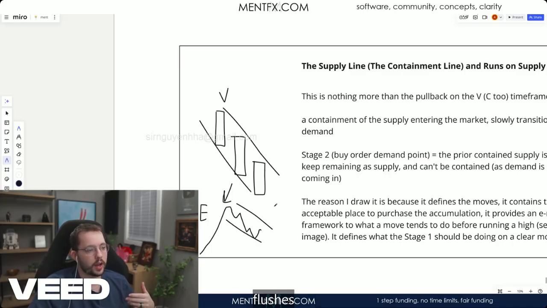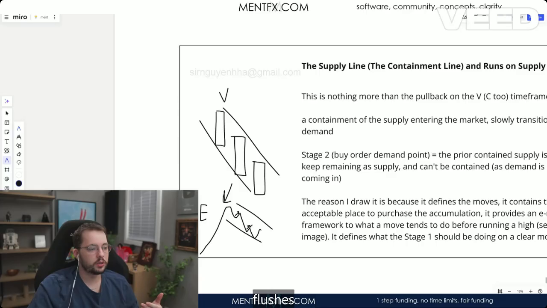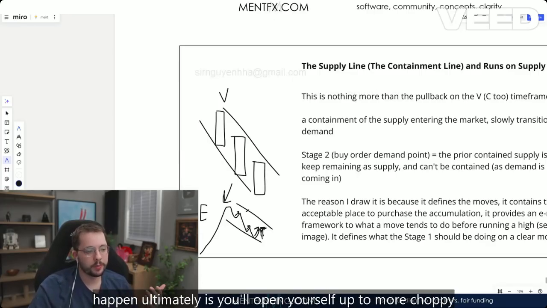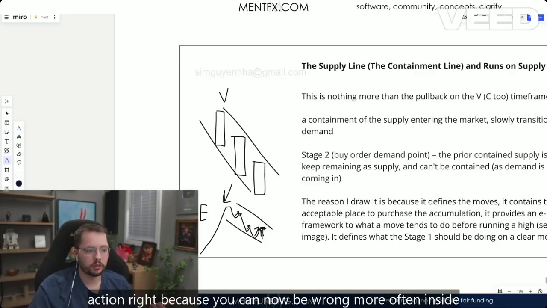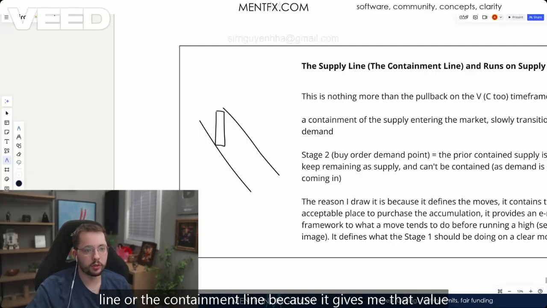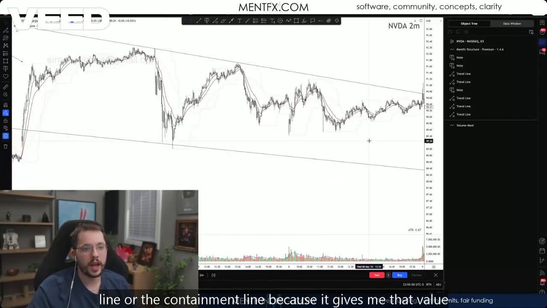Inside of this, you now have to understand that if you're taking buys at any point here, just because you think you see an accumulation or a clear demand point, or you saw a wick that you can throw a buy stop above, or you see a candle that looks really good, you're like, I want to buy stop this candle, but it's under the point or not just at the point of containment, then what's going to happen ultimately is you'll open yourself up to more choppy action, right? Because you can now be wrong more often inside of an area than allowing for true demand to come in. So this is one of the main reasons that I personally draw the supply line or the containment line, because it gives me that value, right?